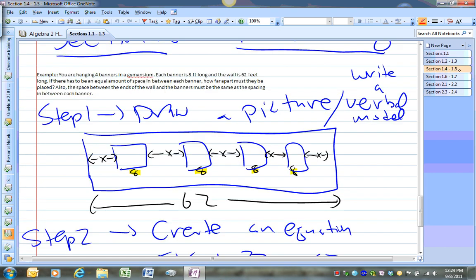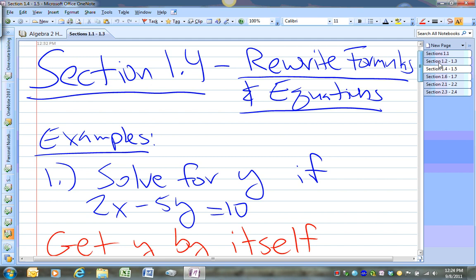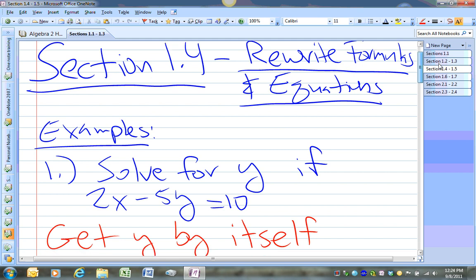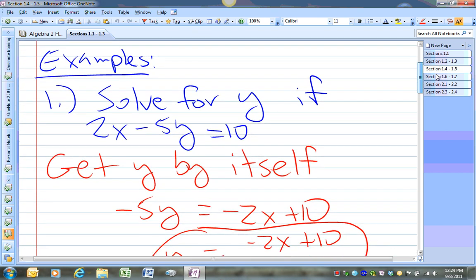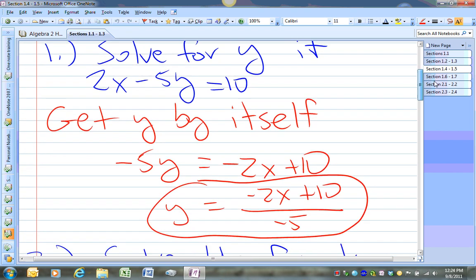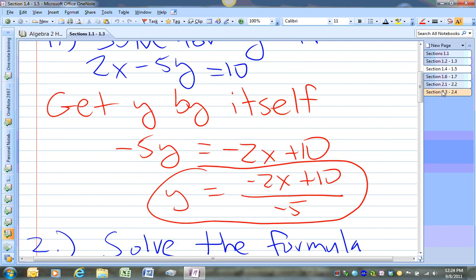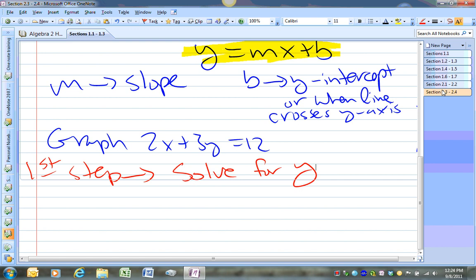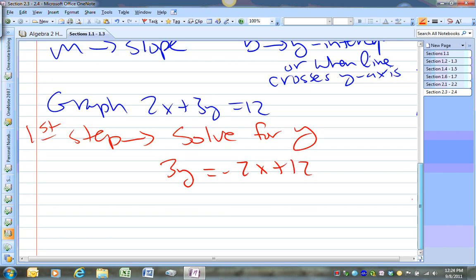If I go back real fast, yeah, right here, section 1.4, rewriting formulas and equations. Solve for y of 2x minus 5y equals 10. So we see how we got y by itself there. This is how algebra works. Everything builds upon itself. So once we do that, 3y will equal negative 2x plus 12. Y will equal negative 2/3 x plus 4.